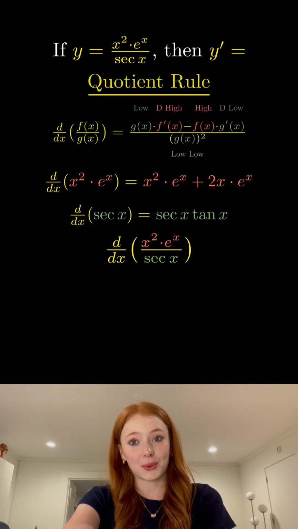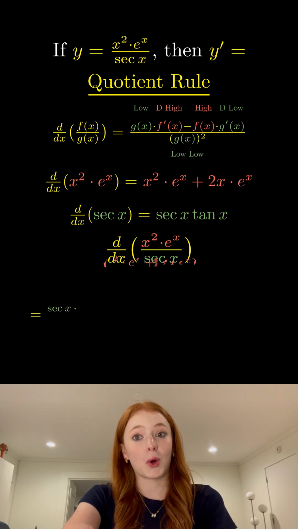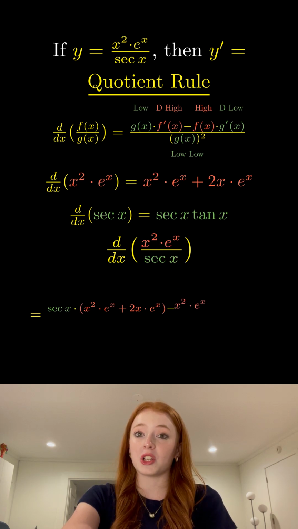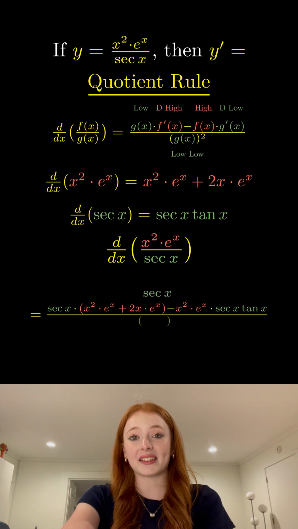And now let's use the quotient rule. We start off with low, which is just secant x, and we found dhigh with the product rule. And don't forget to include these parentheses. Then we continue with minus the high, which is x squared times e to the x. And we next multiply by dlow, or secant x tangent x.